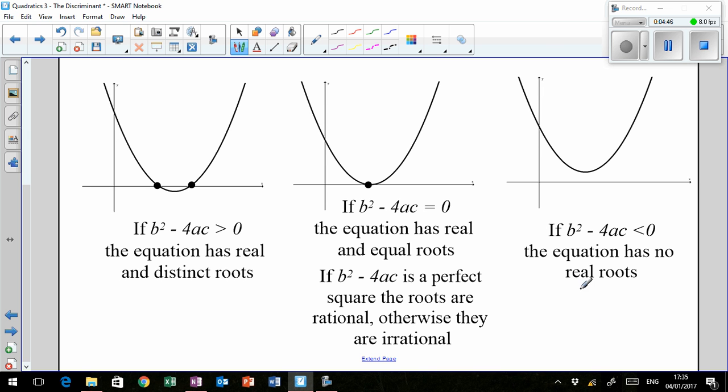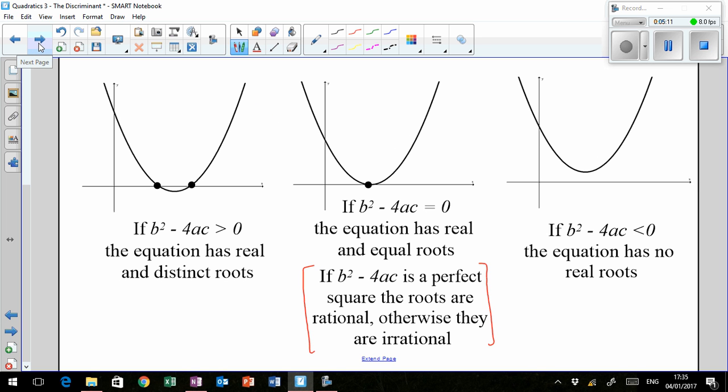Now, the only extra bit of information I've got on there is this bit at the bottom. If b squared minus 4ac is a perfect square, the roots are rational, otherwise they are irrational. What that means is if it's a perfect square, then when you square root it, you're going to get a number. Like if it was 16, the square root would give you 4. If it's not a perfect square, it's going to be a surd, which is an irrational number. So just a bit of bonus information.